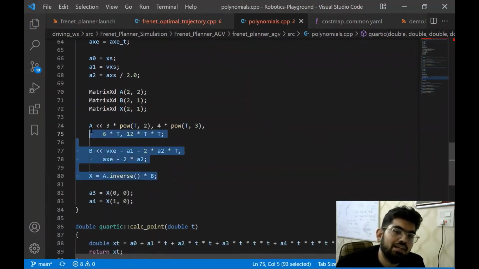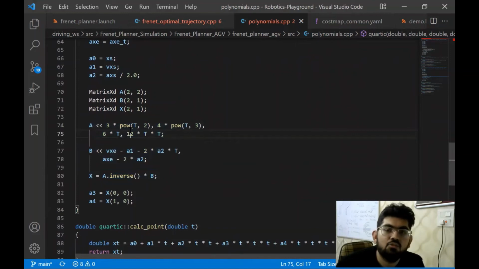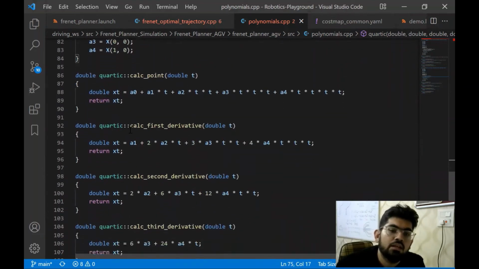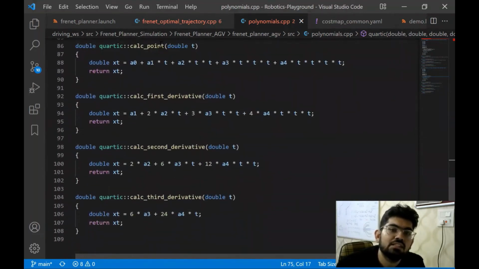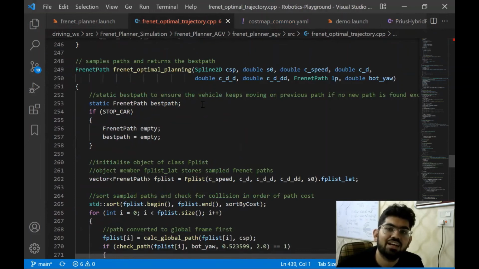We do some mathematical calculations over here and derive the quartic polynomial. Here we also have the calculation functions, calculate point, first derivative, second derivative, and third derivative. Now let us have a look at the Frenet optimal trajectory program.